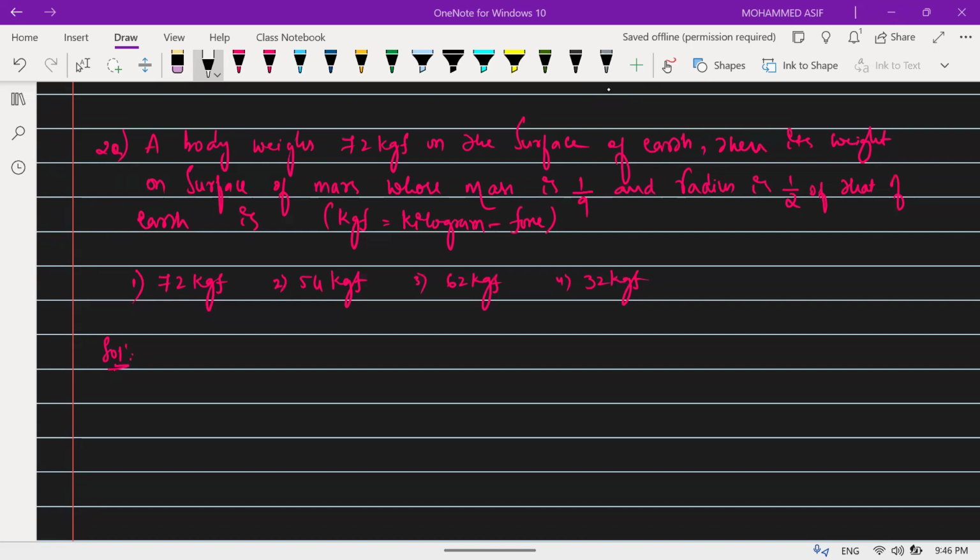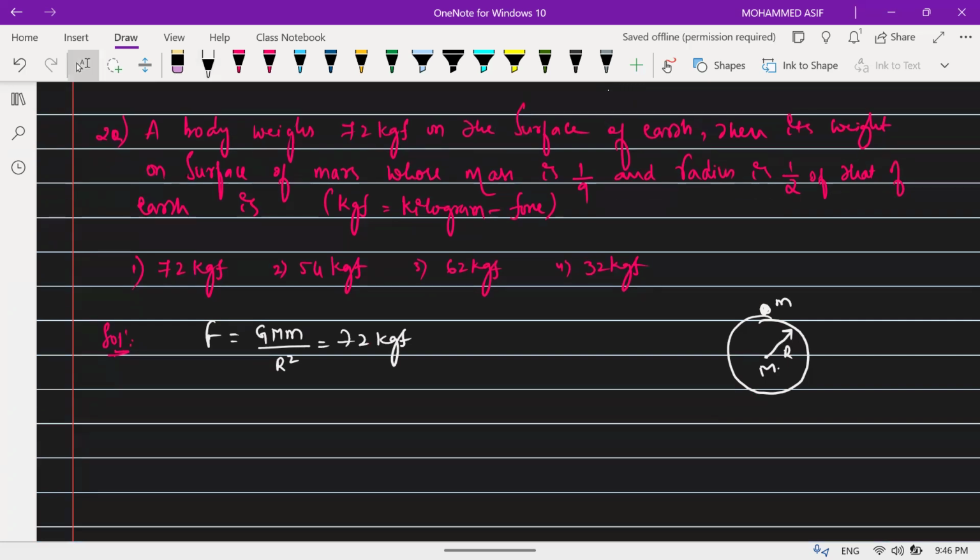Body weight 72 kg on the surface of the earth. Look, this is your earth, this is the radius of the earth, and on it there is a particle, that is small m, and this one is right now capital M. So the force between them is F equals capital G, capital M small m divided by r square. What is the value of this one for me? 72 kg force. What is it telling right now?